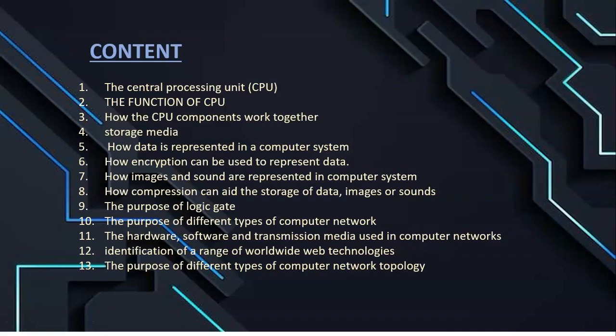We'll be talking about the central processing unit, the function of a CPU, how the CPU components work together, the storage media, how data is represented in a computer system, how encryption can be used to represent data, how images and sound are represented in a computer system, how compression can aid the storage of data, images, or sound, the purpose of logic gates, the purpose of different types of computer networks, the hardware, the software, and the transmission media using computer networks, identification of a range of World Wide Web technologies, the purpose of different types of computer network topology.